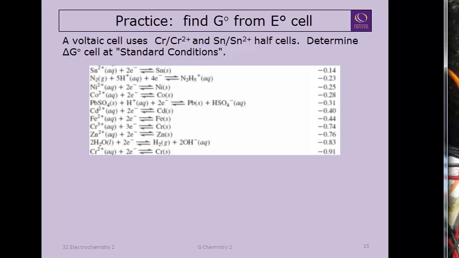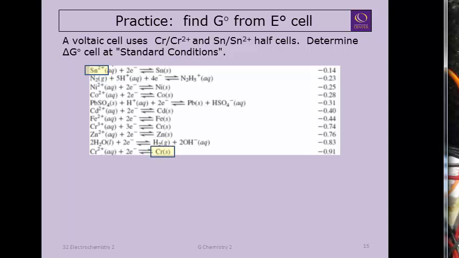Here's a chance for you to practice. A voltaic cell uses a chromium 2 plus couple and a tin 2 plus couple in the half cells. So you're going to have to decide which is undergoing what, determine the voltage, and then therefore turn it into the free energy at standard conditions. So we go up and we find which one is the reduction. That's going to be the tin 2 plus. It's higher on the table.